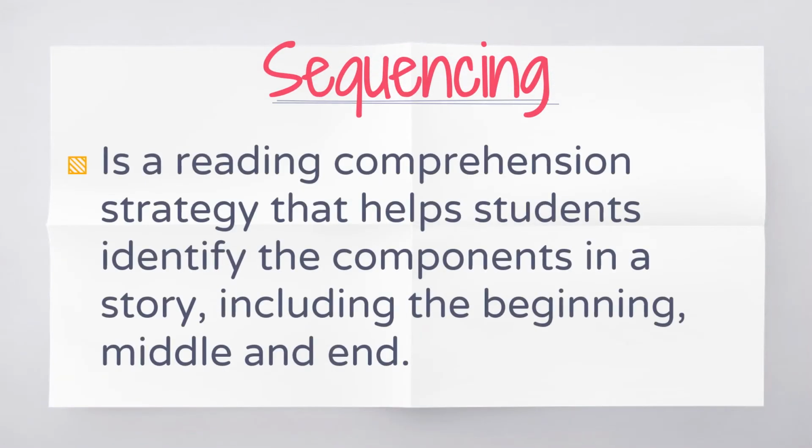Sequencing. Sequencing is a reading comprehension strategy that helps students identify the components in a story, including the beginning, middle, and end. The signal words like first, next, then, and finally are used to show the order of events. It also involves the ability to summarize and retell the events in a story or text in the order in which they happen.